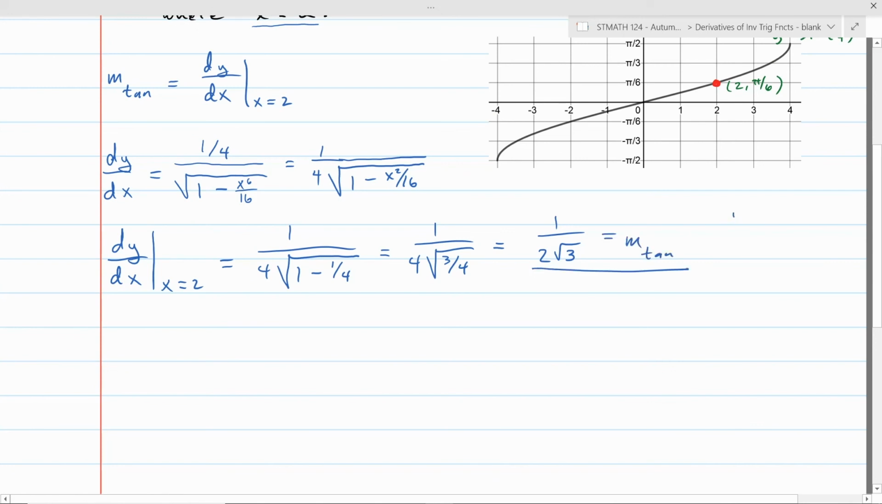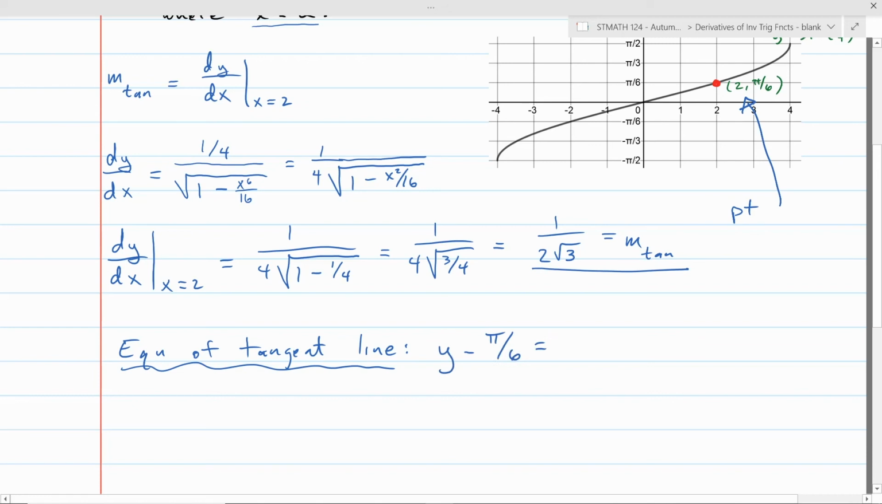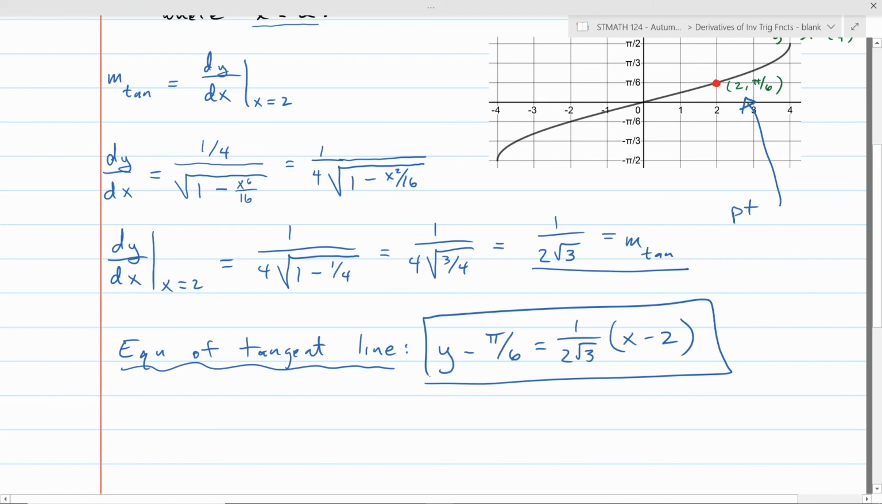And then my point is there. So the equation of the tangent line is going to be y minus the y coordinate equals the slope of the tangent, 1 over 2 square root of 3, times x minus the x coordinate of that point. And that's the answer we're looking for.